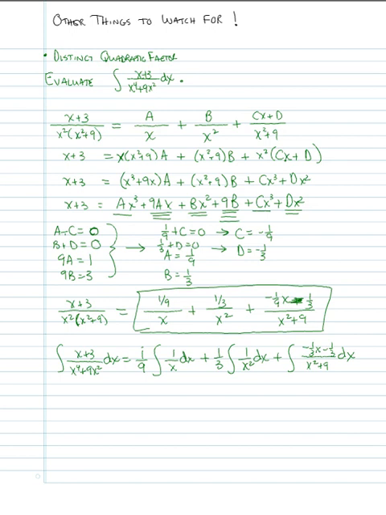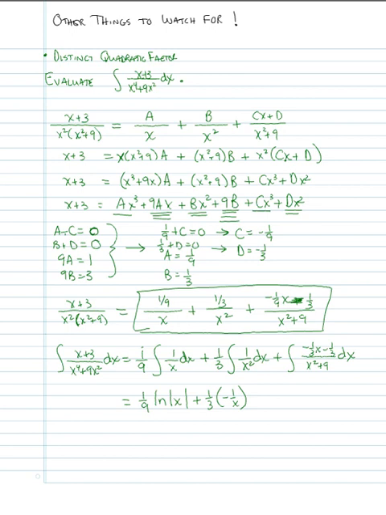Now, let's deal with, of course, these first two pieces. In this first integral, the integral of 1 over x with respect to x is nothing more than the natural log of the absolute value of x. So we have plus 1/9 times the natural log of the absolute value of x. In the second case, the integral of 1 over x squared is negative 1 over x. So we end up with plus 1/3 times a negative 1 over x right here.